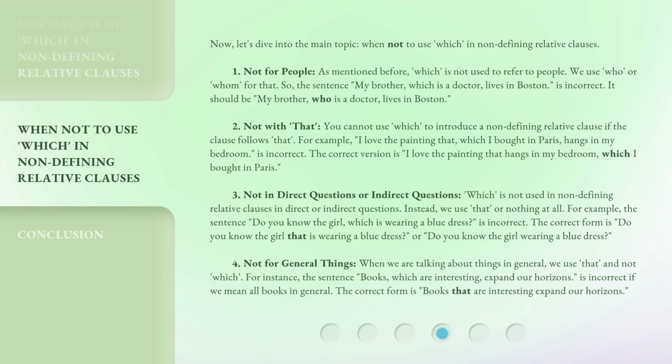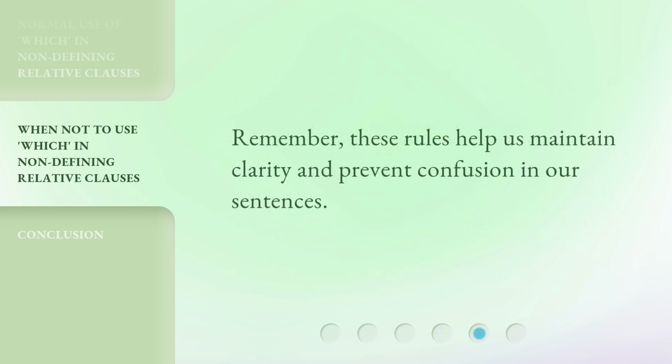4. Not for general things. When we are talking about things in general, we use that and not which. For instance, the sentence, books, which are interesting, expand our horizons, is incorrect if we mean all books in general. The correct form is, books that are interesting expand our horizons. Remember, these rules help us maintain clarity and prevent confusion in our sentences.